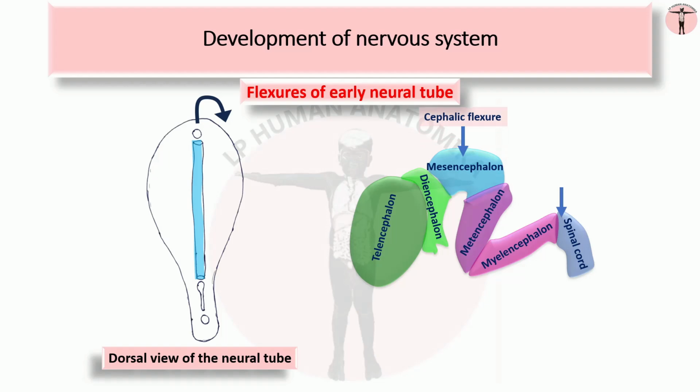At the junction of the rhombencephalon and the spinal cord, there is one more flexure which is formed. This is called the cervical flexure. One more flexure develops in the opposite direction between the cephalic and the cervical flexures. This is called the pontine flexure. The formation of the pontine flexure thins the roof of the hindbrain.